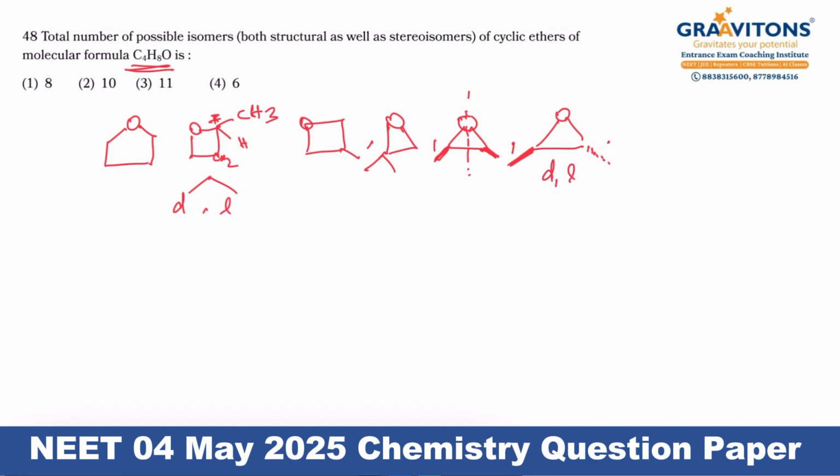And what about the last one? The last one is putting 1 ethyl group here, with 2 carbons on the same side. Here we have an optical center again, and here again we have 2, that is D and L. So in total, how many? We have the answer 10.